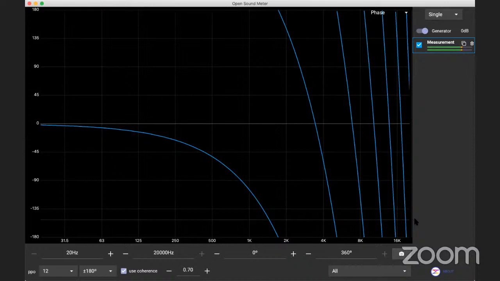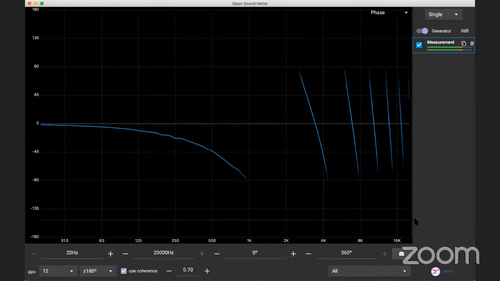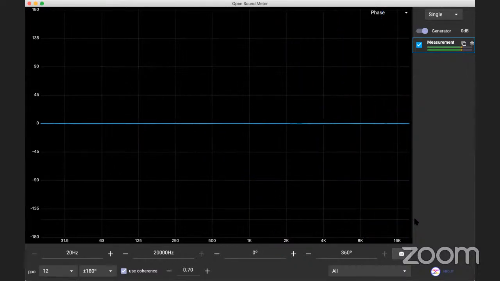You'll understand that the moment I remove the delay, now they both are complete. You can actually see them get in phase.